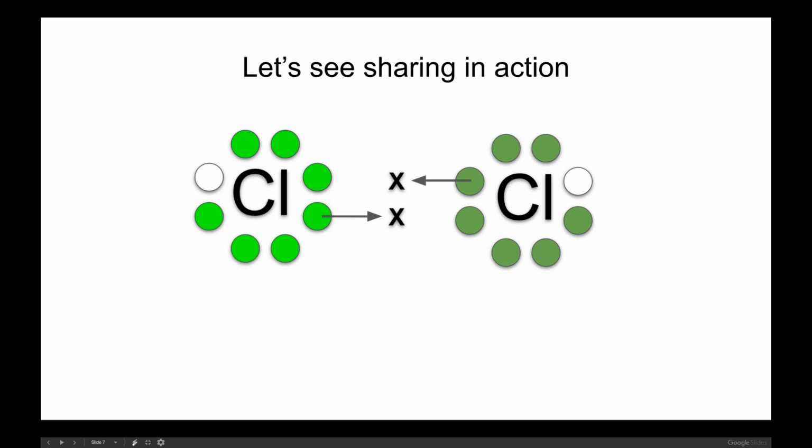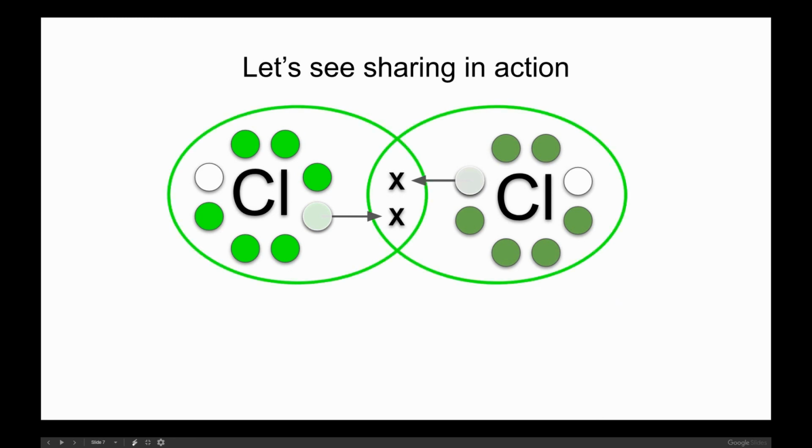Now, how do we double check we did this right? I'm going to erase where the electrons were. You can't do that. I just want to clear it up. Those two electrons move forward. So now we've entered a shared state. And let's see if chlorine managed to get 8 electrons.